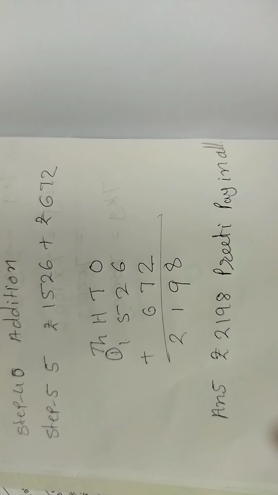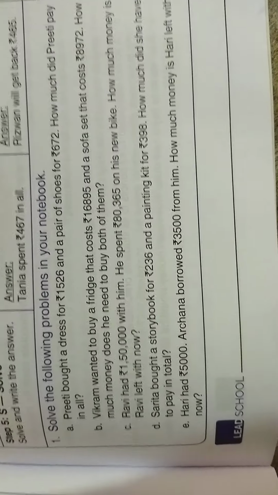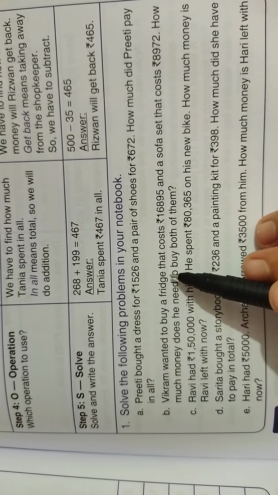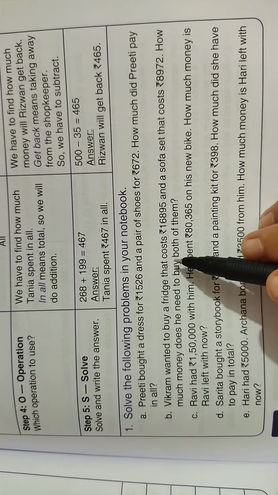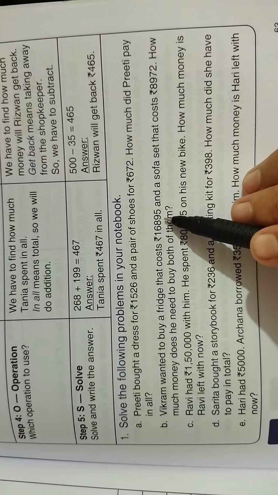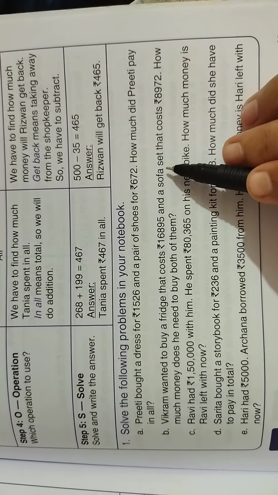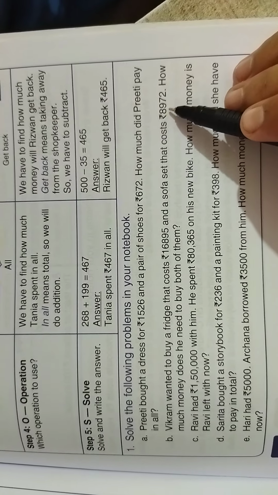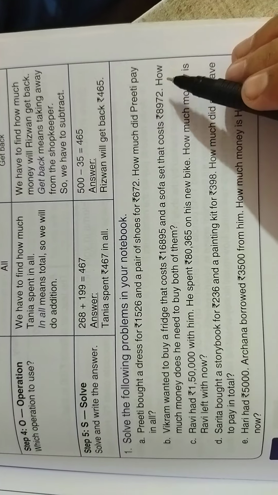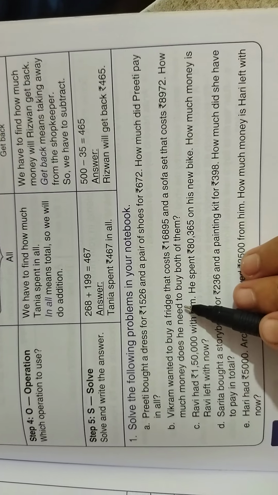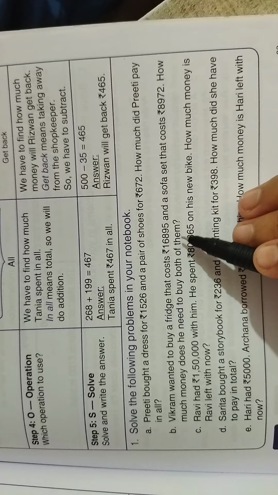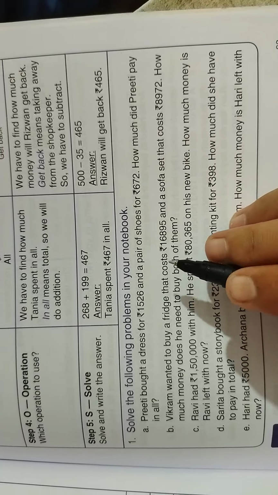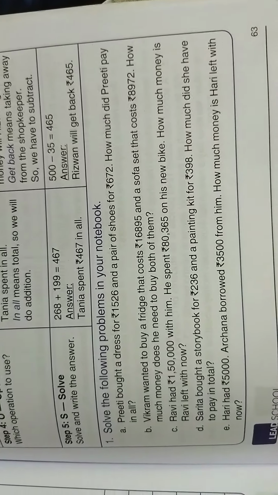Now we'll start the next sum. Second sum: Vikram wanted to buy a fridge that costs rupees 16,895 and a sofa set that costs rupees 8,972. How much money did he need to buy both of them? Here, which word is there? Both of them. That means here we have to do addition. So let's start that.